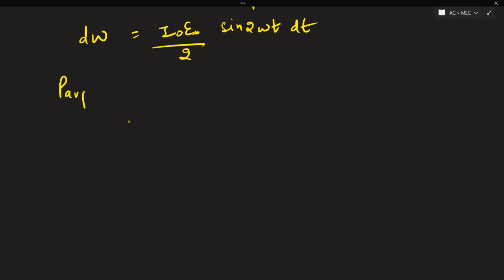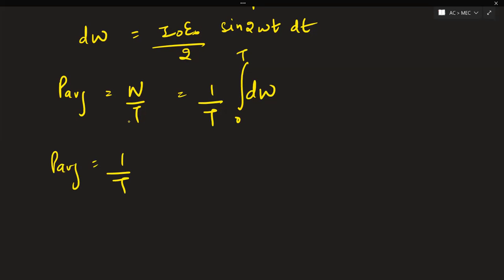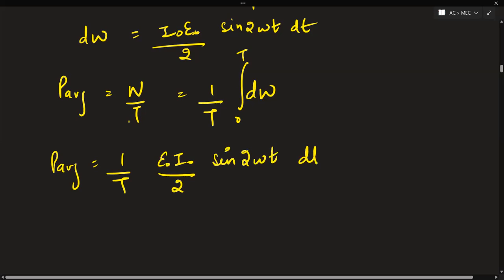So average power per cycle, if you write. For average power, we need work done divided by time. This will give me the average power, 1 by time over here. What is the work done? Work done is dW from 0 to t. Now you put in the value of dW that you have derived. So power average will be what? 1 by t is over here. dW we have calculated: this is I naught E naught by 2 sine 2 omega t dt, from 0 to t.